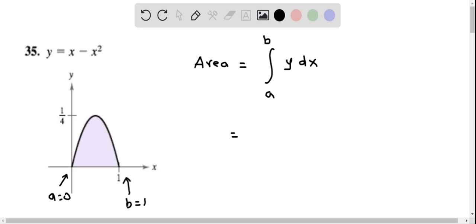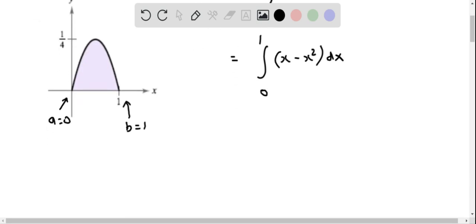When we use the formula, we write this integral from 0 to 1, and we replace y by the curve equation, that is x minus x squared, and then we put dx. Let's integrate this and evaluate the integral using the limits. First, this can be split into two separate integrals: the integral from 0 to 1 of x dx minus the integral from 0 to 1 of x squared dx.